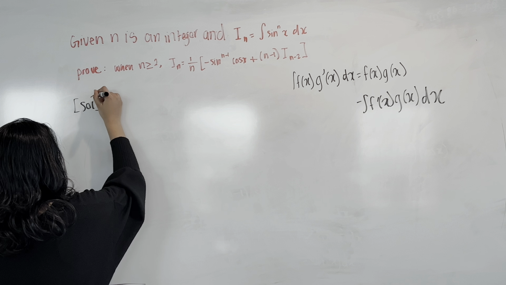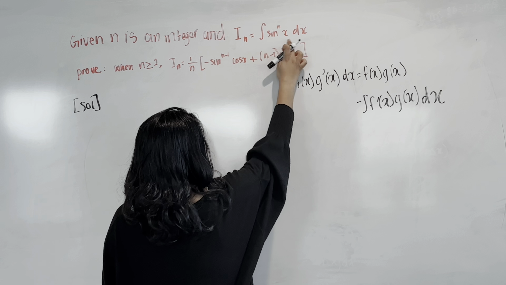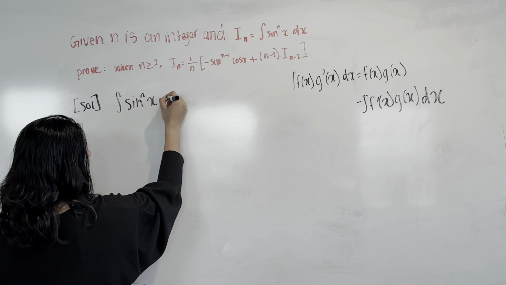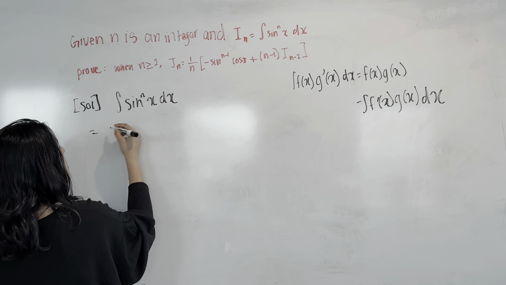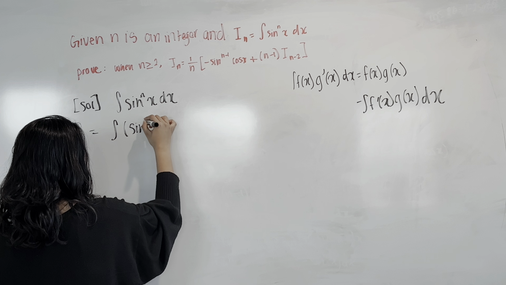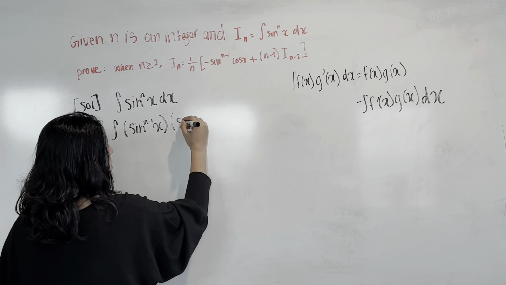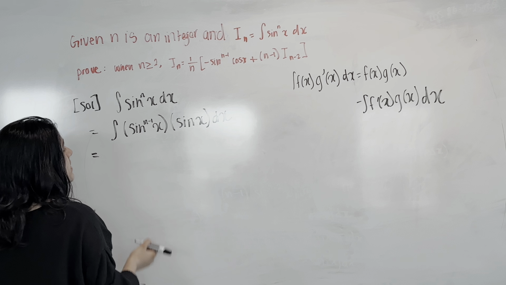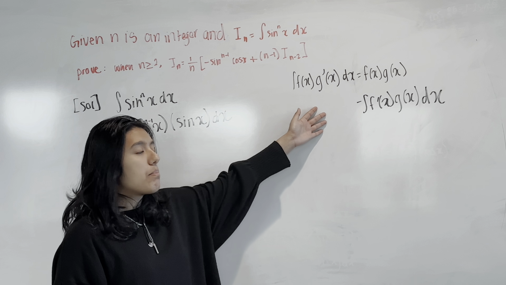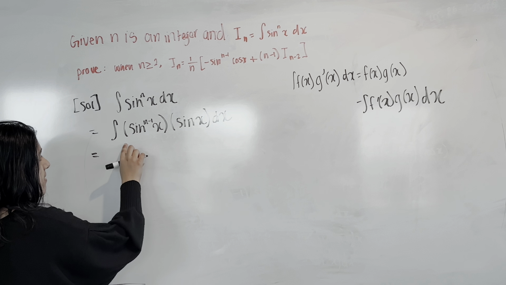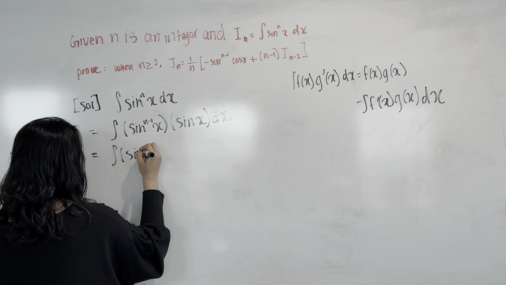So I'm just going to write this as it is for the first step: the integral of sine x to the power n dx. We can rewrite this as the integration of sine x to the power n minus 1 times sine x dx. Now we can apply our integration by parts formula in here, because we have f of x and g prime of x. So let's leave this as it is.